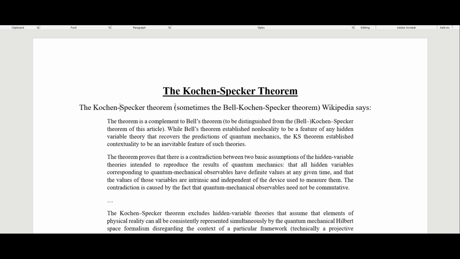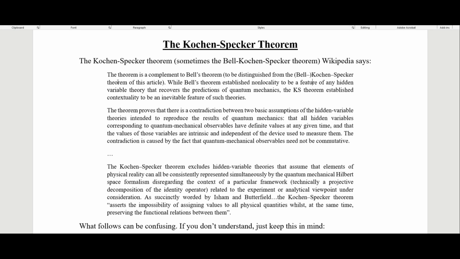The Kochen-Specker theorem is sometimes called the Bell-Kochen-Specker theorem. Wikipedia says of it: the theorem is a complement to Bell's theorem, to be distinguished from the Bell-Kochen-Specker theorem of this article. While Bell's theorem established non-locality to be a feature of any hidden variable theory that recovers the predictions of quantum mechanics, the Kochen-Specker theorem established contextuality to be the inevitable feature of such theories.